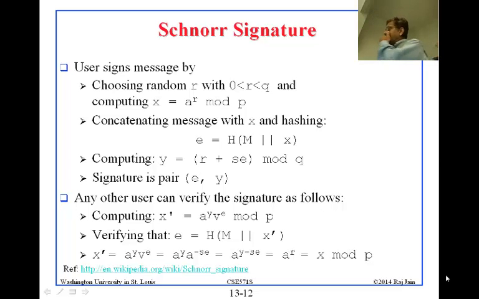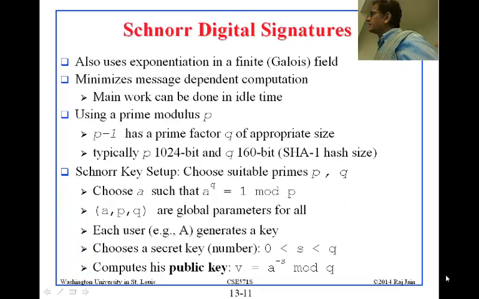Okay? And the way you verify is that you compute X prime equal to A raised to Y. Y is given, and A is well known, it is a global constant. A, P, and Q are global constants. So everybody knows A raised to Y, and then V raised to E. Now, how do you get V? V is here, A raised to minus S mod Q.